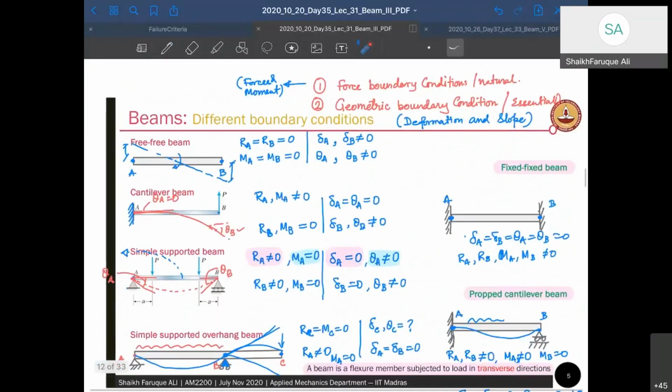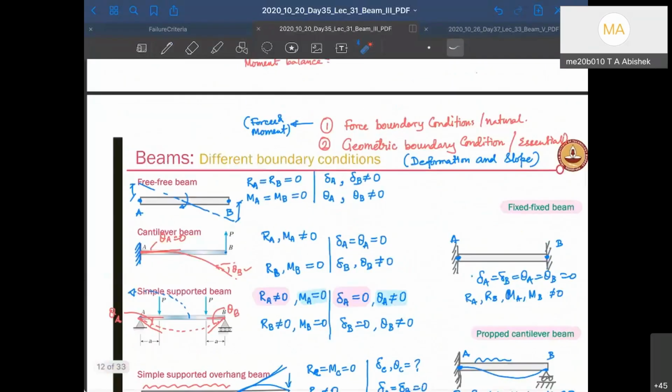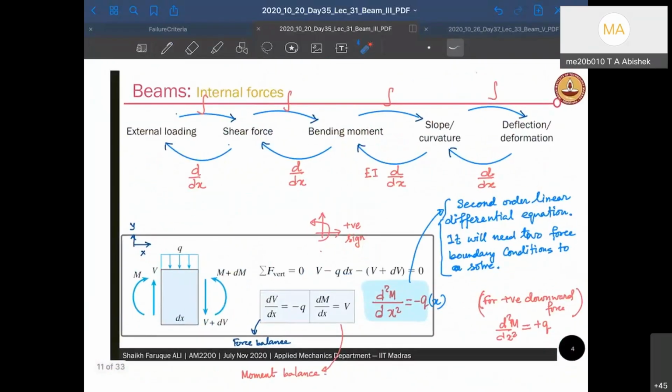So there are two. Sir, one doubt, sir. Yes. Sir, can you scroll a little above? Sir, for the moment equation for the small element, if we write M plus dM minus M is V plus dV into x plus dx minus Vx, the moment equilibrium, sir. Yes, tell me. Go ahead. It is coming a little different.